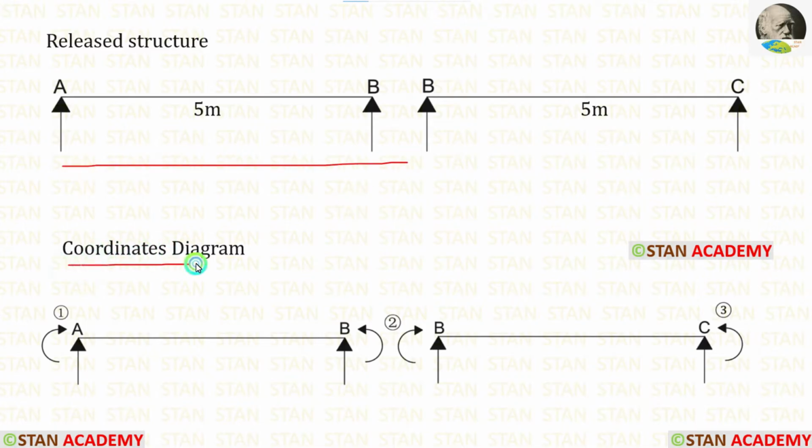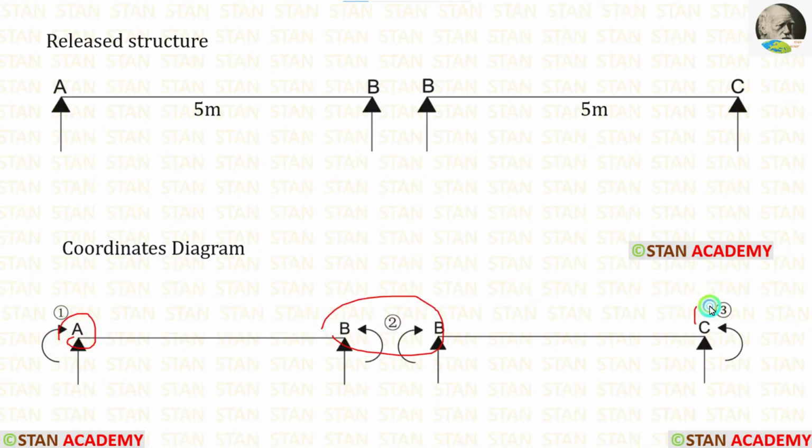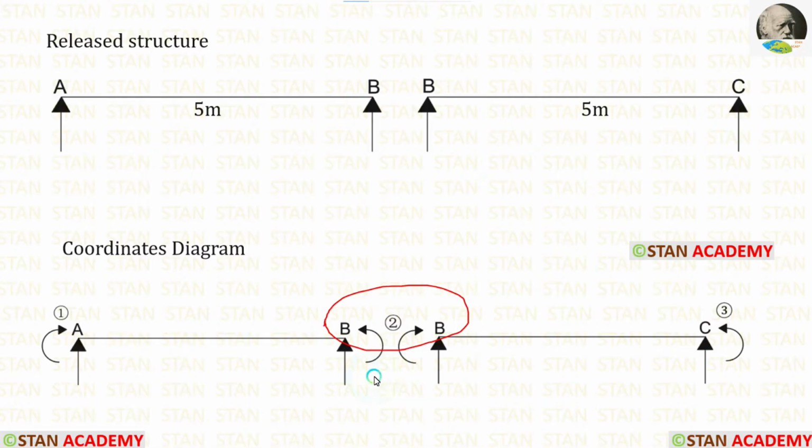Now let us make the coordinate diagram. In this analysis, we have three coordinates. At the point A, at the point B, and at the point C, we have the coordinates, because at these points only we have removed the moments. Let us keep the coordinate at the point A in the clockwise direction and the coordinate at the point C in the anti-clockwise direction. The point B is a joint, so the second coordinate will be acting in both of the directions.